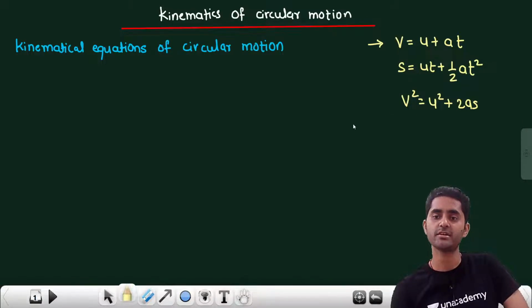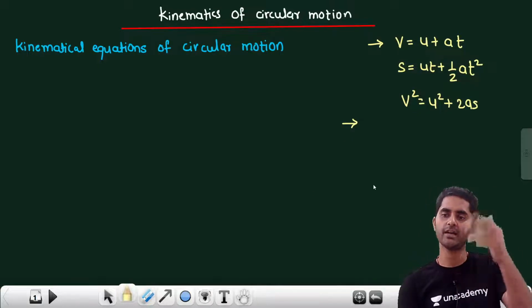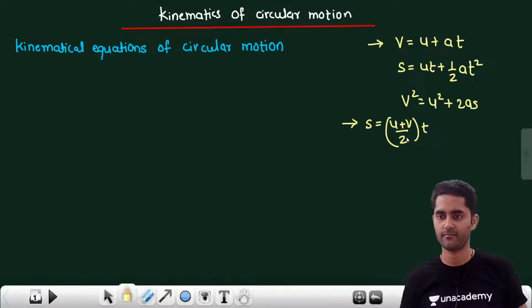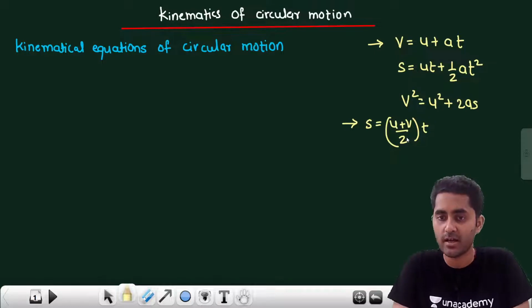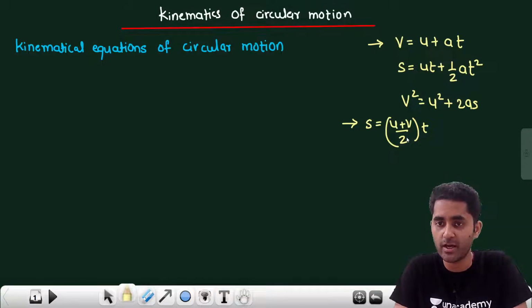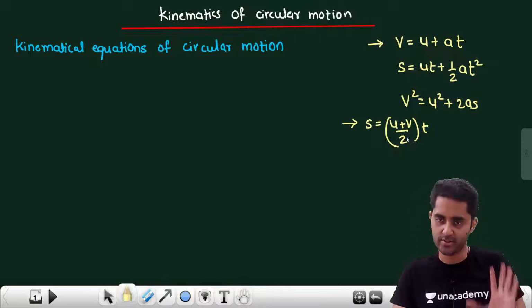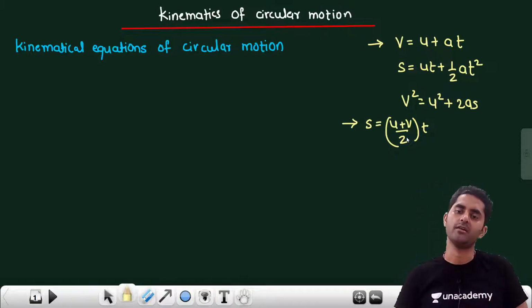Apart from this, we had studied two more equations, if you remember, but these we have derived from these equations only, and that is s is equal to u plus v upon 2 into t. Just see one more equation, s is equal to u plus v upon 2 into t. This equation also you can use as a kinematical equation.